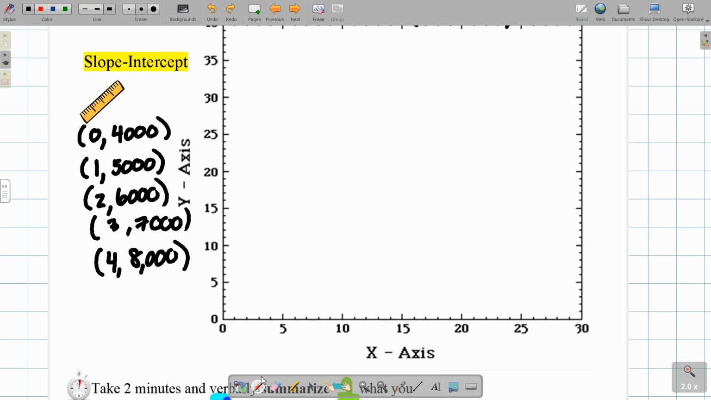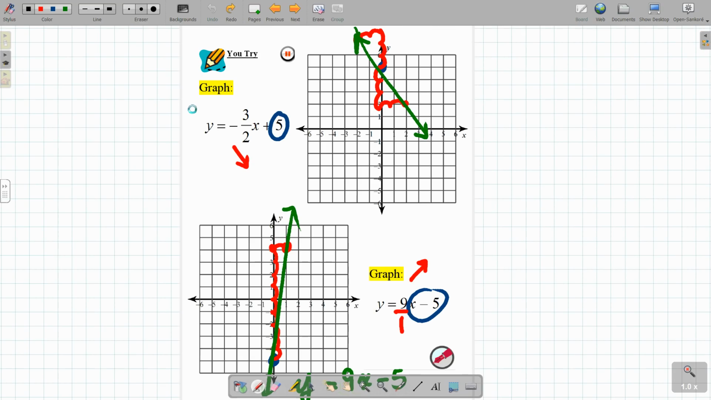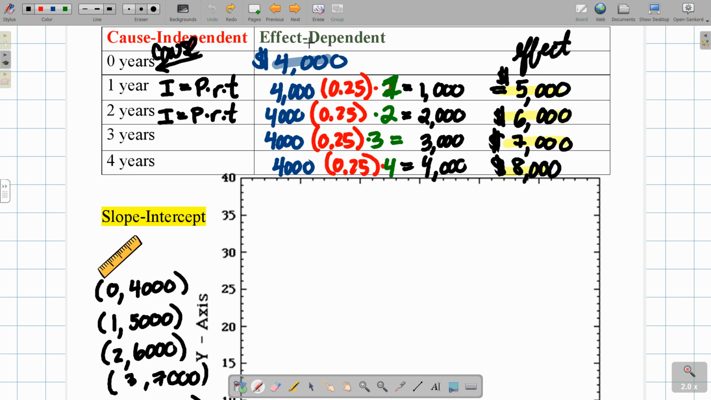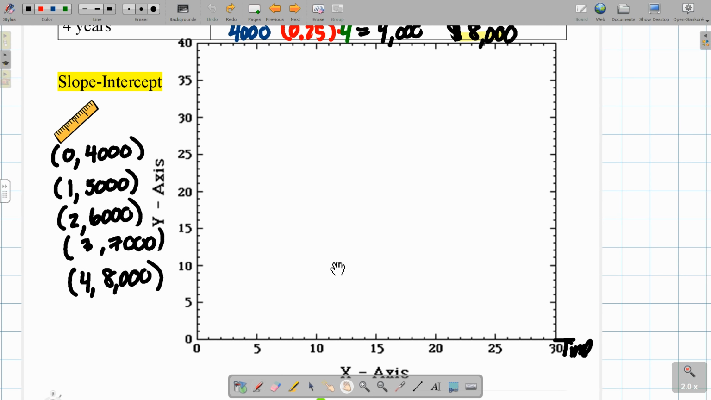Okay, and you want to be as accurate as possible, so use a straight edge, please. So our x-axis is our time, and our y-axis is going to be money. Okay, so our first point is 0, 4. So at 0 years, we have $4,000. So that right there is 0, 4,000.